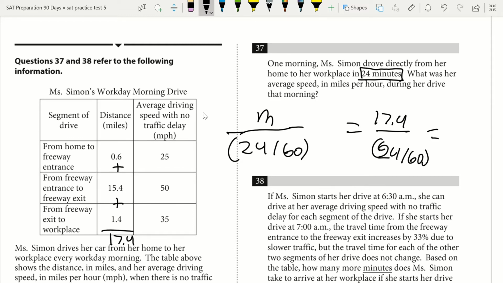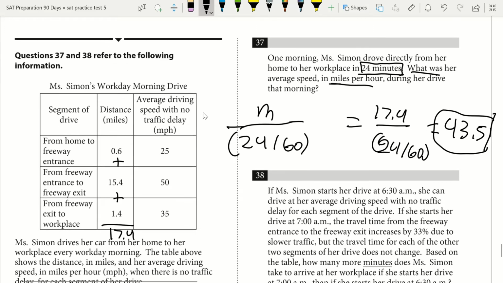I plug that in my calculator real quick. Got 17.4 divided by the quantity 24 over 60. Make sure you use those parentheses because you need to. When you do that, what you're going to end with there is going to be 43.5. And so our answer there is going to be 43.5. Now, one thing you need to watch out for anytime you have a decimal on a free response is making sure it's not asking you to round, because sometimes it'll ask you to round to the nearest mile per hour or something like that. In this case, it does not. So the correct answer there is going to be 43.5.